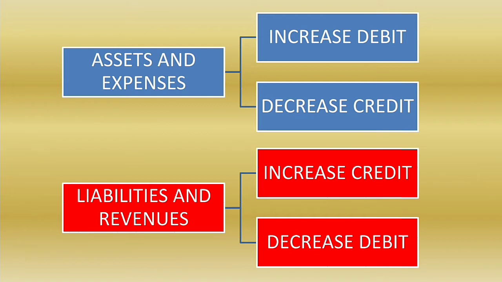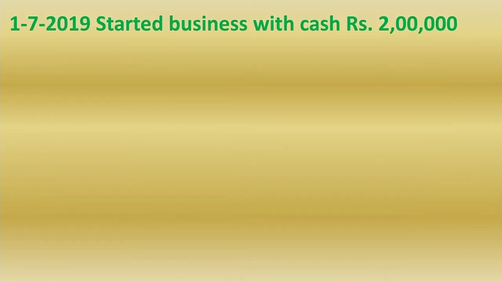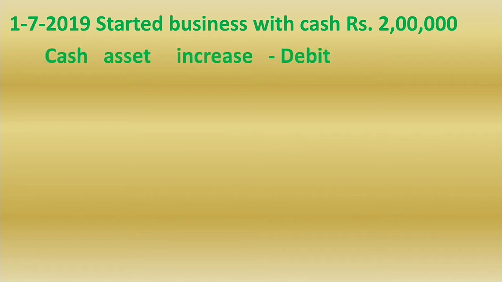So, our first transaction is started business with cash rupees 2 lakh. Means the proprietor invested 2 lakh cash in the business. The business received cash. So, the first account is cash account. Cash is an asset. Received cash means cash balance increased or asset value increased. Asset increase, then debit asset account. Then debit cash account. Then the next account.